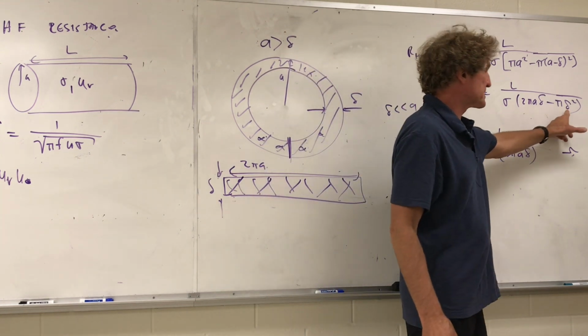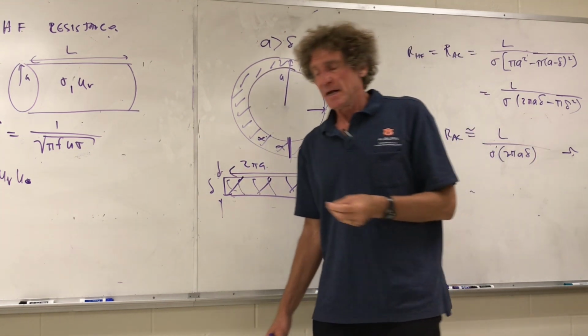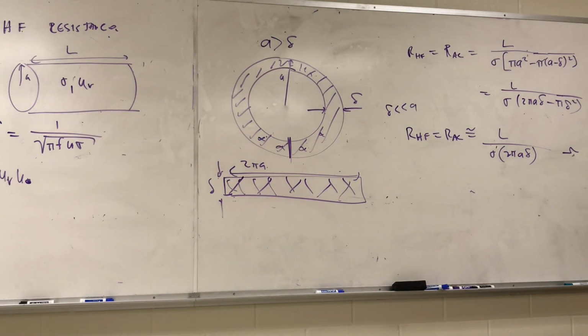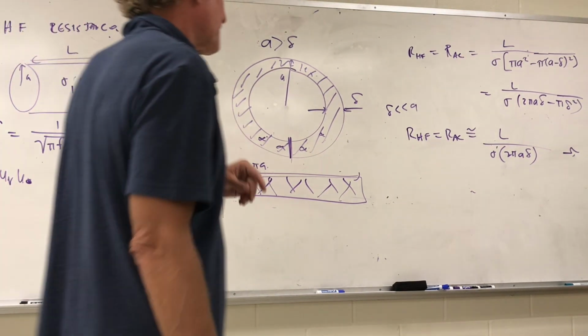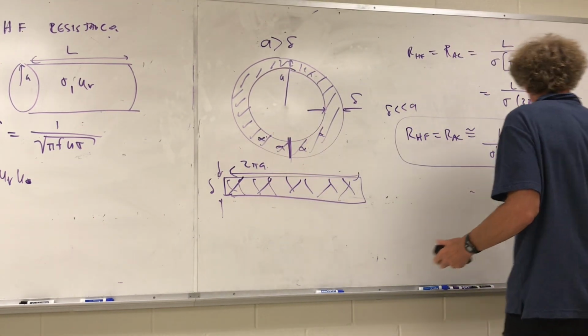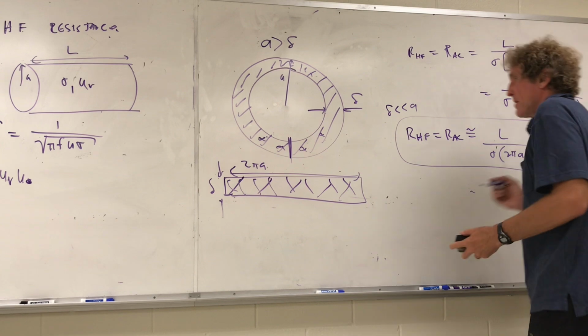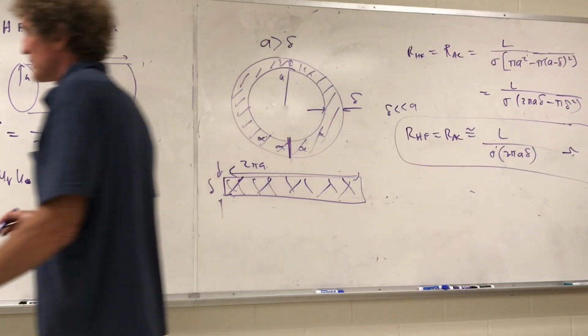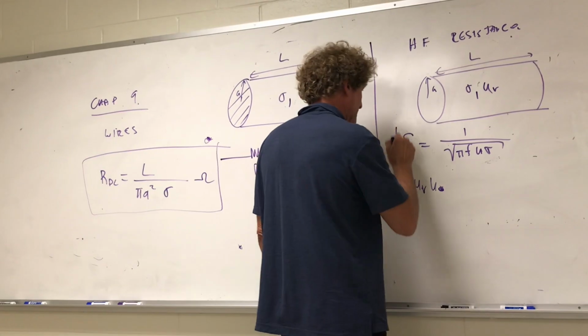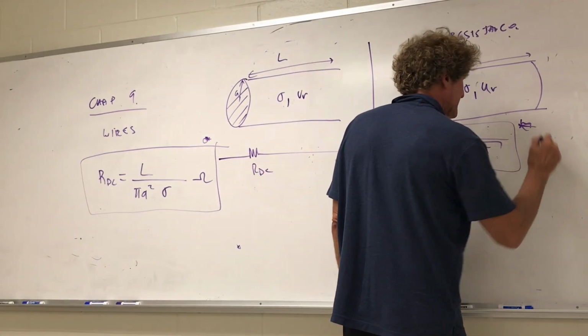And you ignore this delta squared because if the skin depth is 1/10 of the radius of the wire, that's 1/100th of the prior value without A even. So you can ignore it. So that's the high frequency resistance. And this is something you need to know. You need to know that, and you need to know this. And you need to know this. So these are critical that you know.